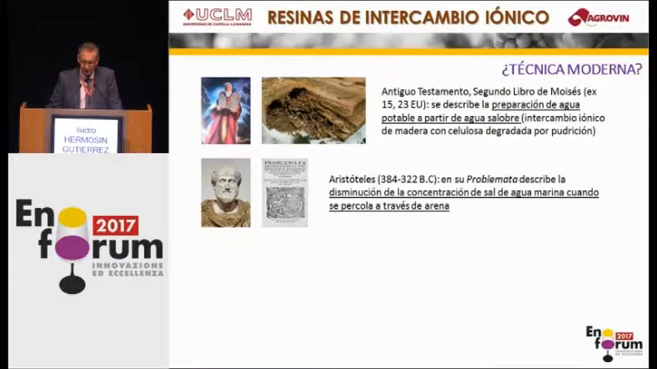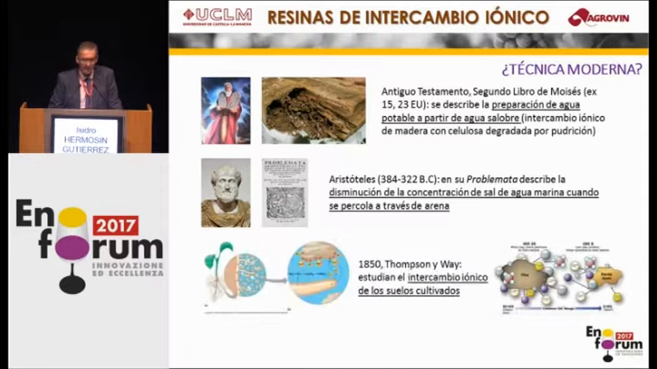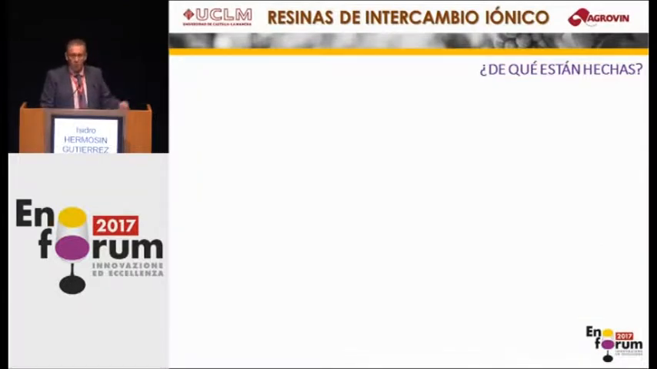And more recently, we can consider that this technique has been used more consistently after Thomson and Way gave their interpretation of the ionic exchange in farmland around 1850, when you have clay or silt containing soils. There's an ion exchange with the plant in order to provide the plant with the necessary ions so that it lives and develops in a satisfactory way.